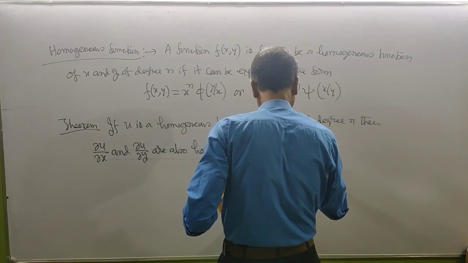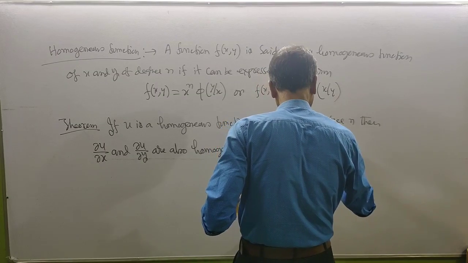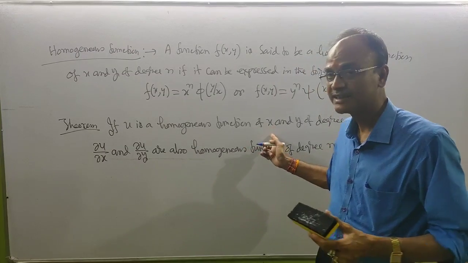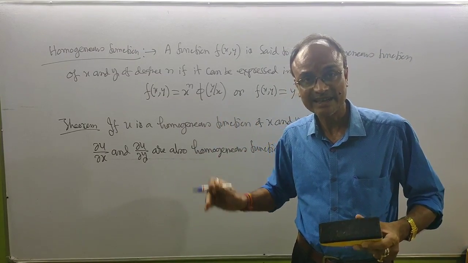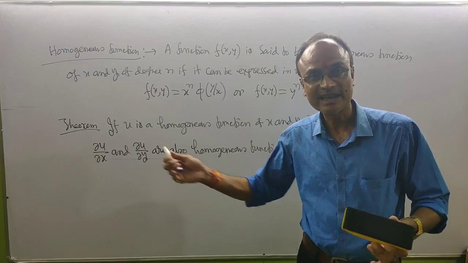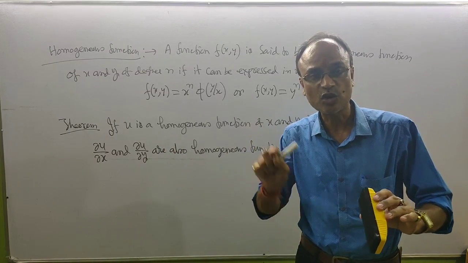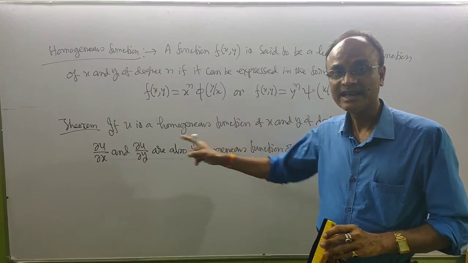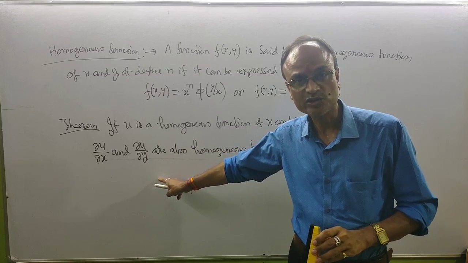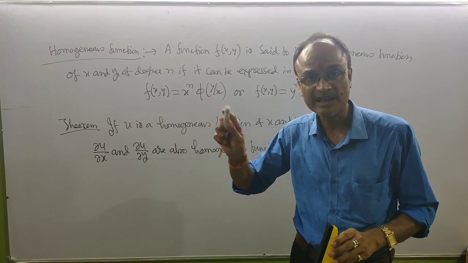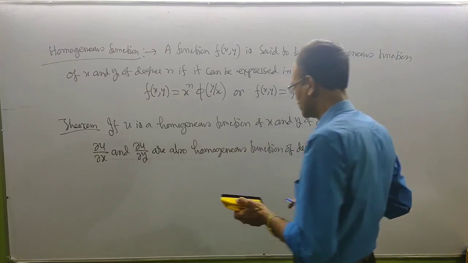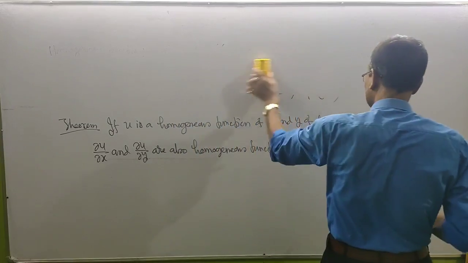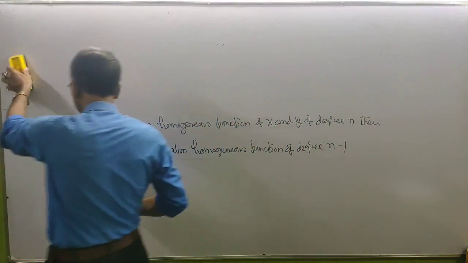Homogeneous function of degree n minus 1. If u is a homogeneous function of x and y of degree n, then its first derivative del u by del x will be a homogeneous function of x and y of degree n minus 1. Similarly, del u by del y is also a homogeneous function of x and y of degree n minus 1. Let me prove this. Proof of this theorem.